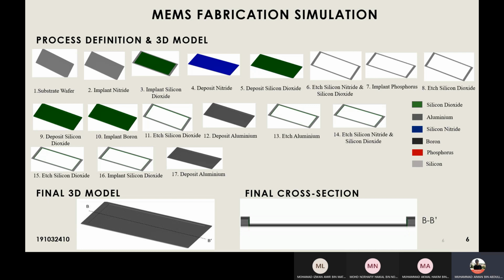After all the processes that we do in MEMS Pro, we get the final 3D model, which is this figure. And we can see that this does not meet our requirement, but this is our final cross section.